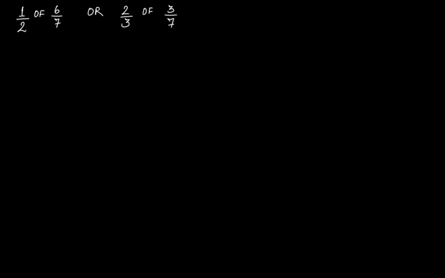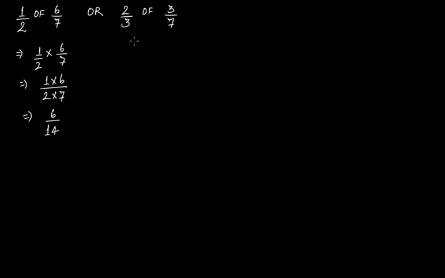Similar question in this case. You have 1 by 2 of 6 by 7. So 1 by 2 of 6 by 7 means what? It means 1 by 2 times 6 by 7. And this will give you 1 times 6 divided by 2 times 7. This will be 6 divided by 14.